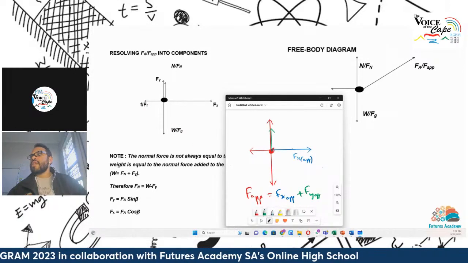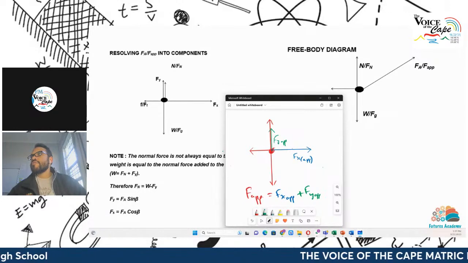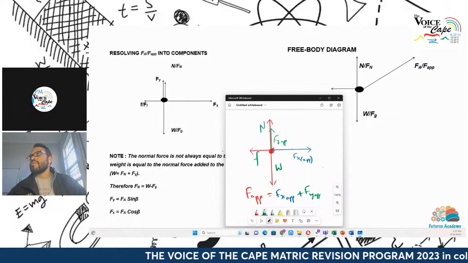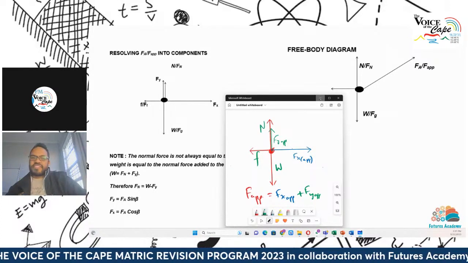Okay, remember to label your forces appropriately as well. So this will be the Fx applied, this will be the Fy of the applied force. This here will be your normal force, your gravitational force, which is weight. And this over here will be your frictional force. Okay, so there we go. There we have it.